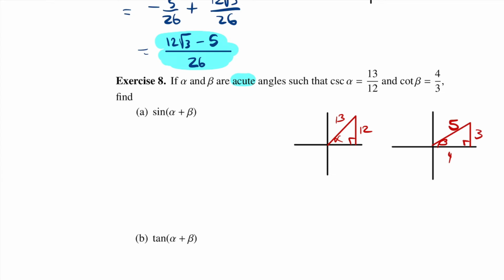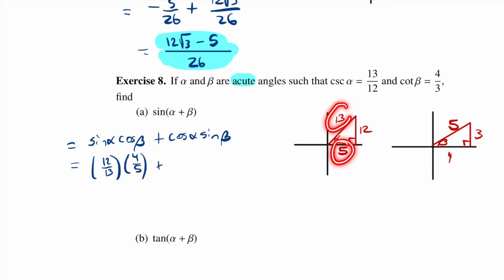All right, once you've gotten that down, now we can figure out what these are equal to. We're going to use the formulas. The formula for sine is sine alpha cosine beta plus cosine alpha sine beta. And we just use our angles to fill in each of these ratios. So sine alpha is 12/13. Cosine beta, adjacent over hypotenuse, 4/5. Cosine alpha, adjacent over hypotenuse. And sine beta, 3/5.